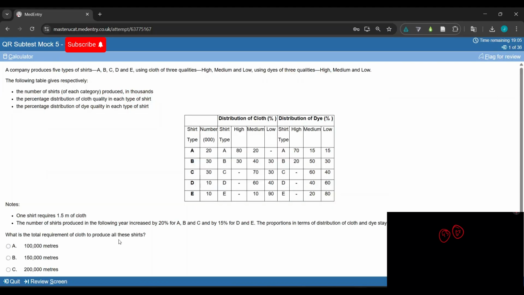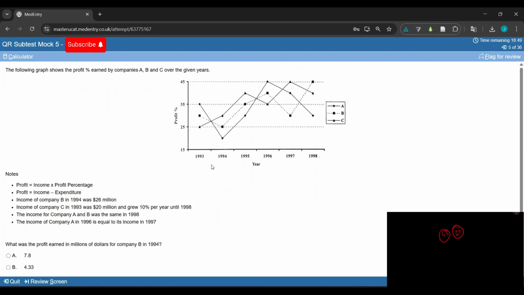So what's the total requirement of cloth to produce all of these shirts? Produced in the following year. Okay, let's skip this. How many meters of low quality cloth is, so number 30. Okay, I'll probably have to read this one a little bit more.